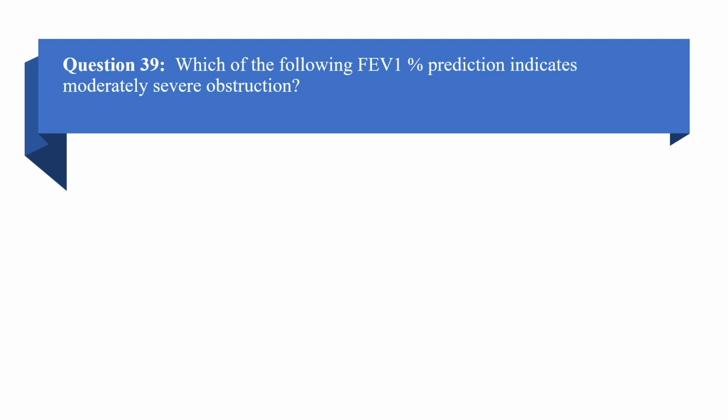So in this particular question, they're asking which of the following FEV1 percentage predictions indicates moderately severe obstruction. A, greater than 70%. B, 60 to 69%. C, 50 to 59%. And D, 35 to 49%. Again, remember that the FEV1 is the amount of gas that's actually blown out in the first second of a forced vital capacity maneuver. Correct answer is C, 50 to 59%. And let's look at why.